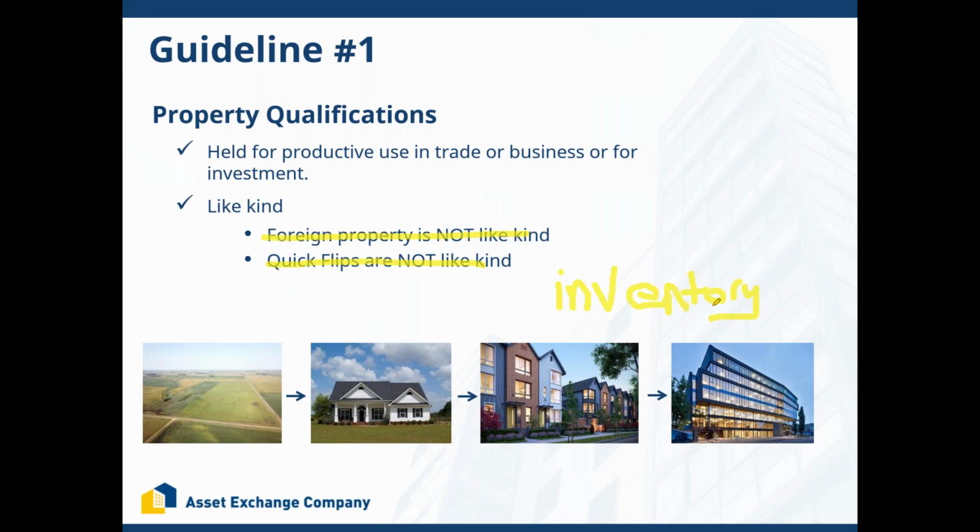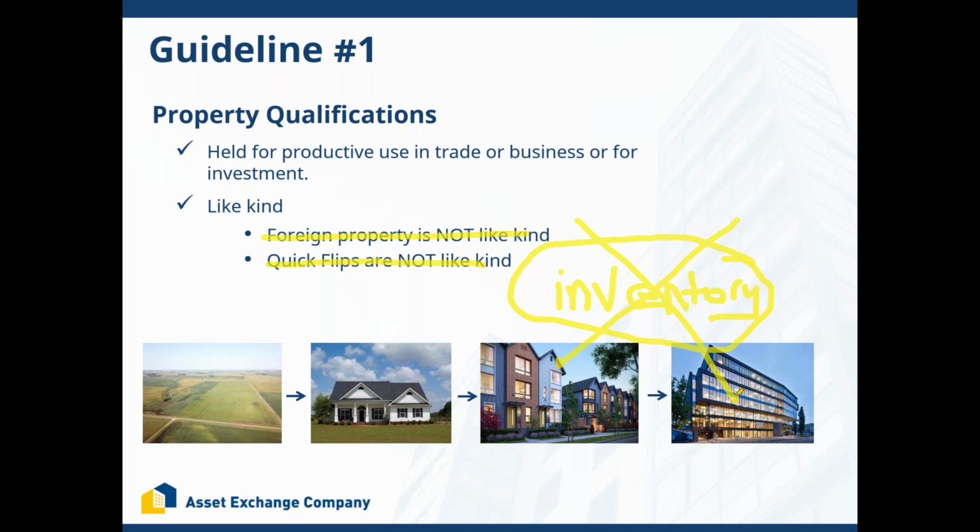All right, so if you go into a grocery store, you go to the fruit section, and the bananas in there are inventory, right? Safeway or Ralph's bought those bananas to sell them, and it's inventory. And inventory is not exchangeable. Real estate can be inventory. If you buy something with the specific intention to sell it, then it is inventory and it's not exchangeable.